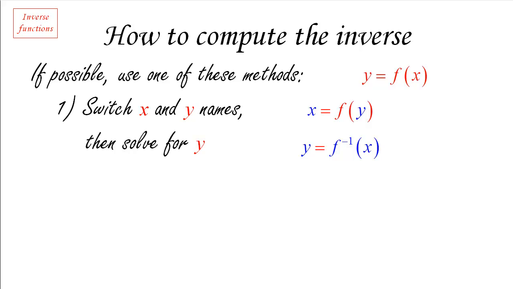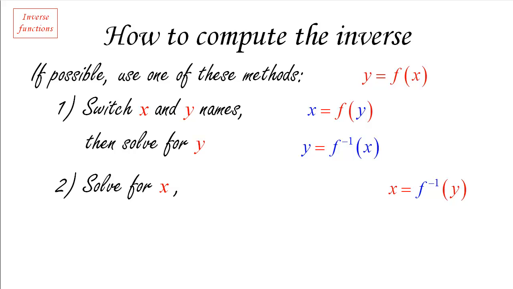Or we can switch those two steps. The second method is first we solve for x. So we start from y equals f of x. So we're going to figure out how to solve for x, and therefore x is going to be the inverse function of y. Remember the whole point of the inverse function, we want to go back from y to x.